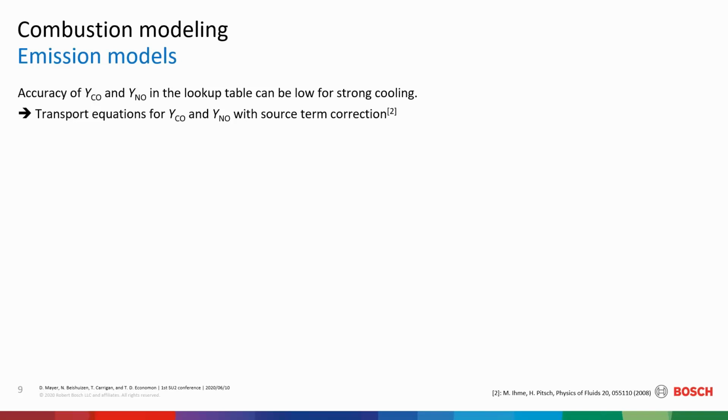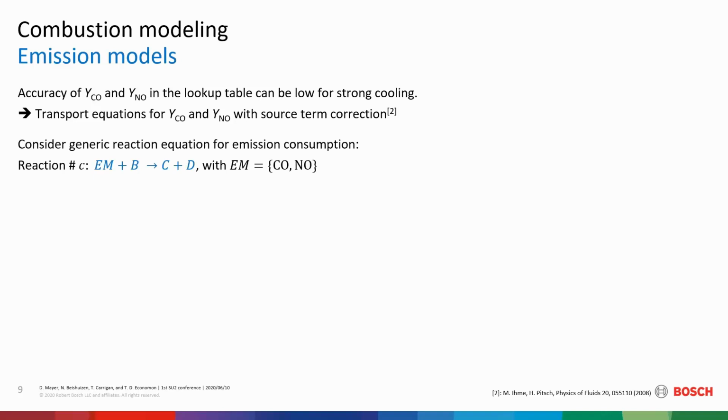When it comes to emissions, however, we find that the mass fractions of CO and NO are very low if the cooling is very strong. So in order to account for that, we solve 2 more transport equations for those species, and we correct the source term following the work of Matthias and Heinz in their paper from 2008.